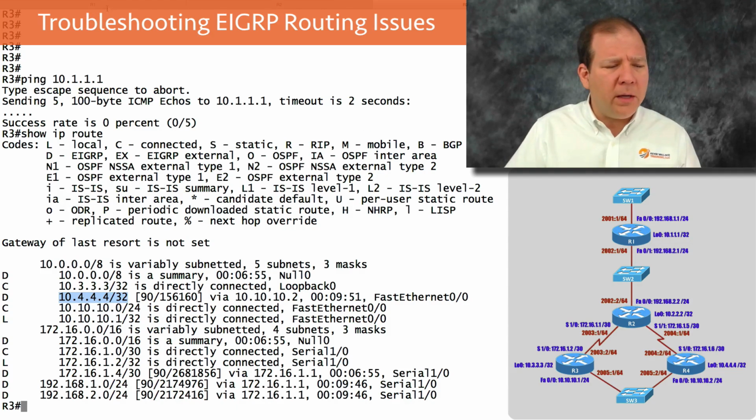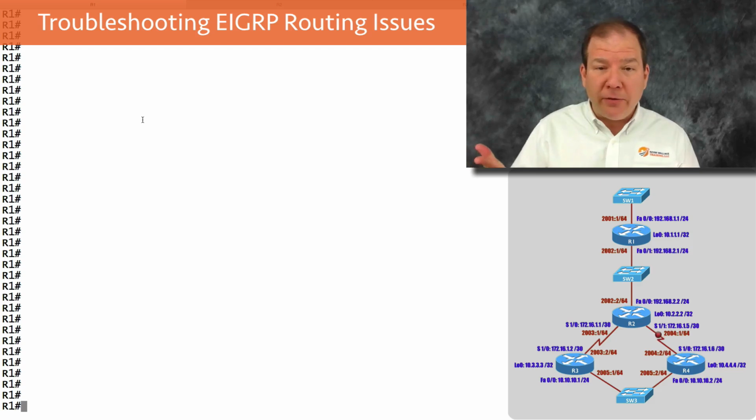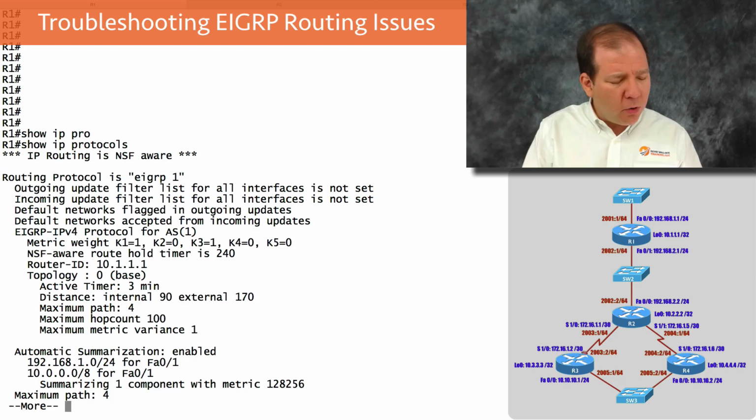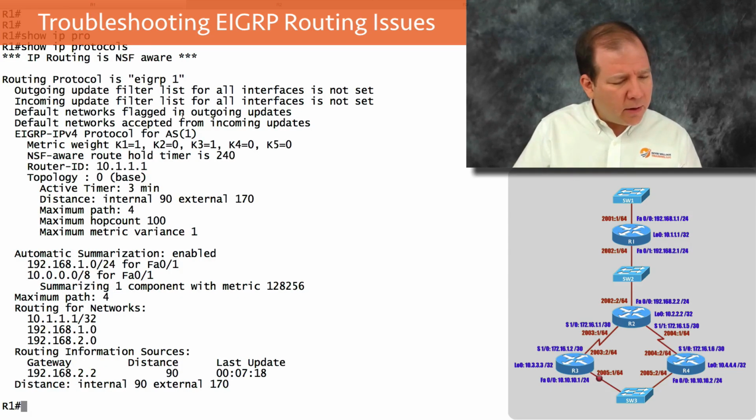Well, let's go to R1. Let's just verify that that loopback interface is really participating in EIGRP. Let's do a show ip protocols, and let's see if we are. It says we're routing for 10.1.1.1/32. But I'm seeing something else. That's a bit of a concern here, something that might explain this issue we're having. You might want to pause the video and look at this output and see if you can spot something which might prevent us from getting to this loopback IP address from R3.